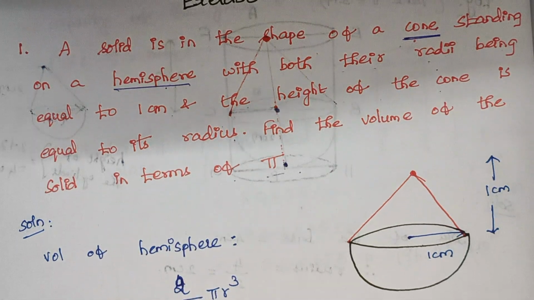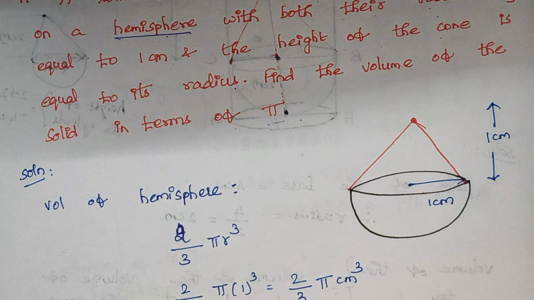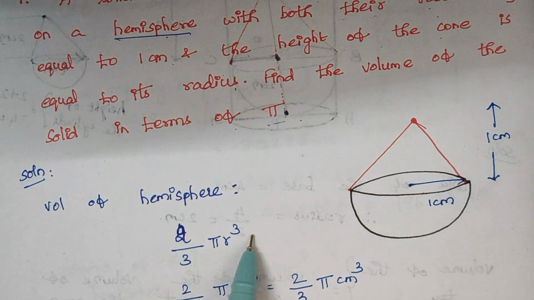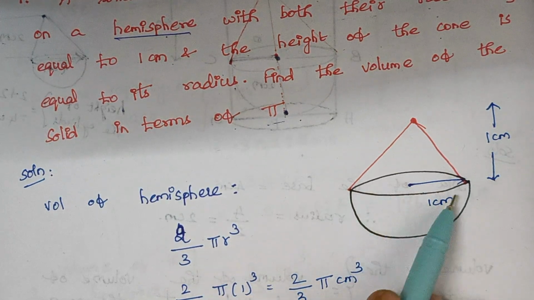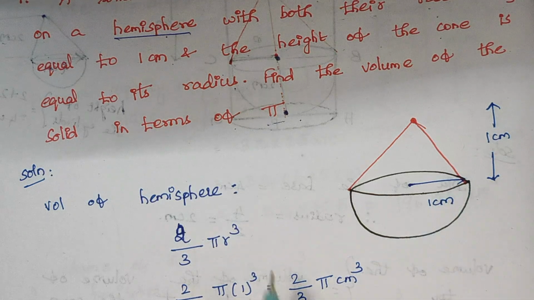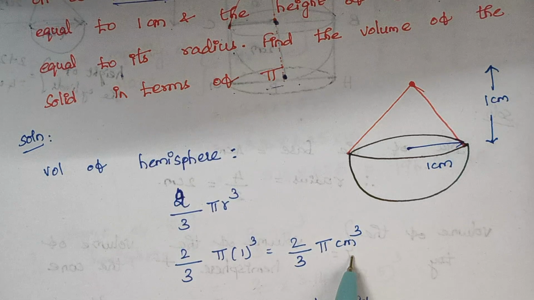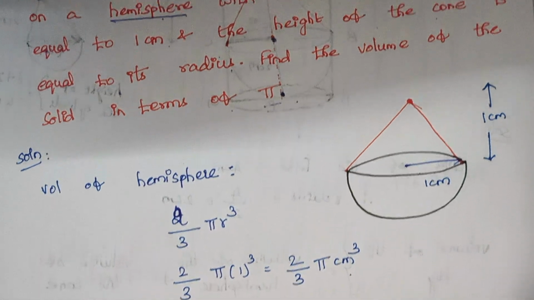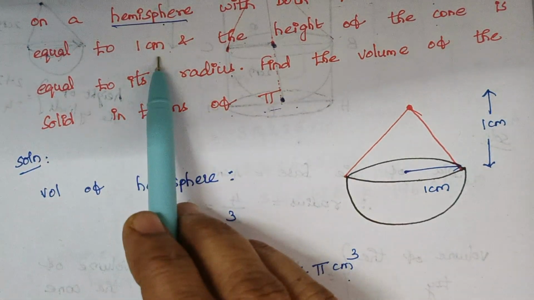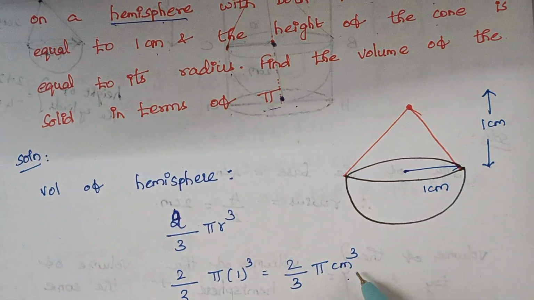So here the volume of the hemisphere is given by 2 by 3 pi r cube. So what about the radius of the hemisphere? It is 1. So just substitute 1 and so here the answer is 2 by 3 pi centimeter cube, right? Because you see the radius is given in centimeter. So here comes centimeter cube.